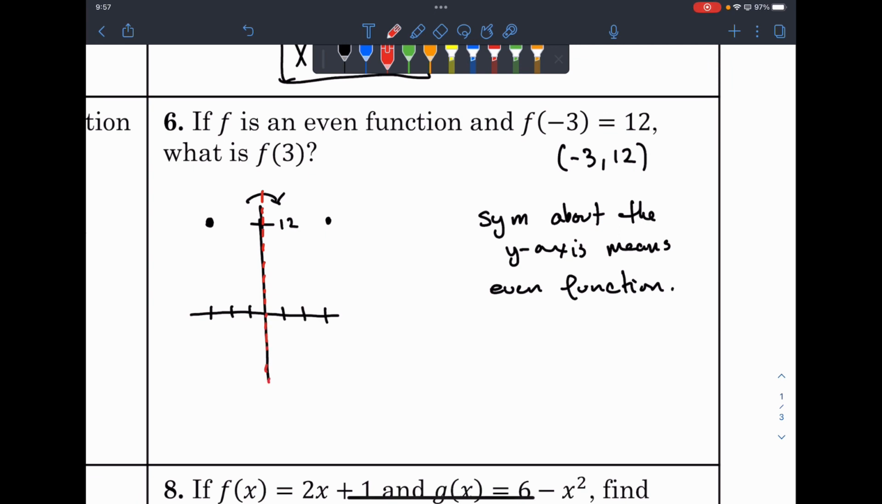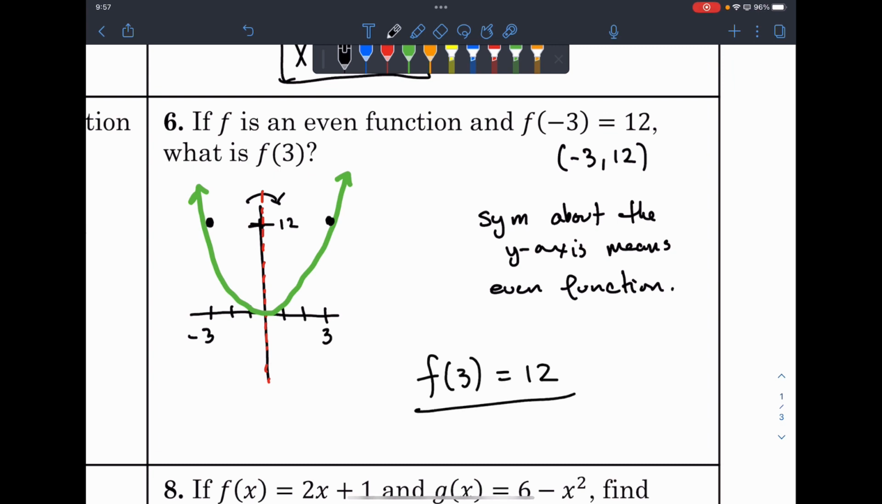So for example, this might not be the correct graph, but let's say that a graph would be something like this, like a parabola. This is an example of an even function. So if f of negative 3 has a y value of 12, then that means at f of positive 3, that's also going to have a y value of 12. So that's our answer. F of 3 is also going to equal 12 because of the symmetry that it's going to have.